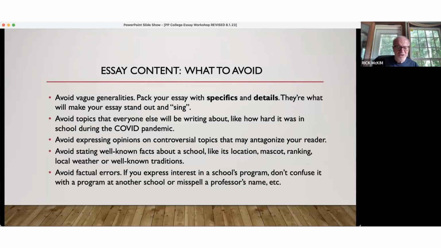Schools like to know that you know something about them, but not this standard stuff like mascots and gee, the weather's nice there and so on. Avoid factual errors. This is an obvious one. If you express interest in a school's program, like Yale's neuroscience program, don't confuse it with another program at another school, or misspell a professor's name and so on. Make sure that you've got your facts straight, and demonstrate that you know something about the school. You've taken the trouble to research it and to give some thought to which schools you're applying to, and you have good reason to apply to this one. It has the advantage also of being flattering to the school.